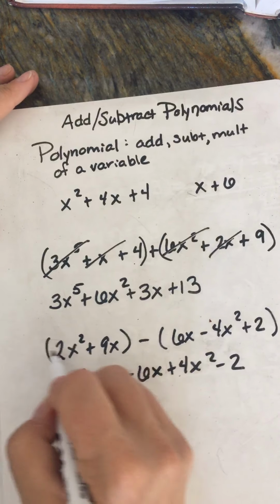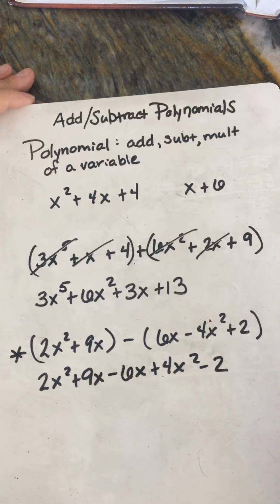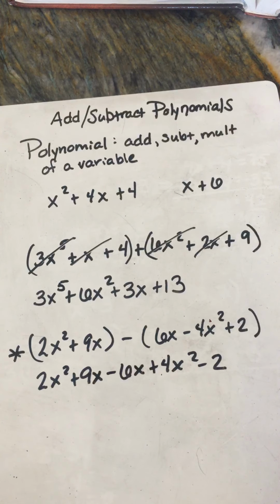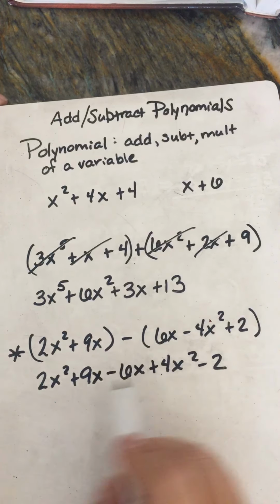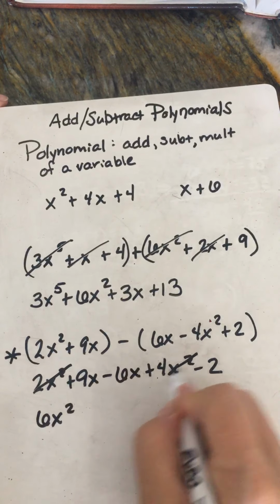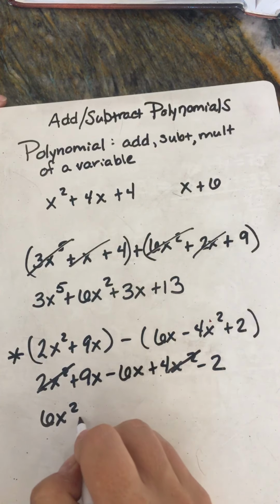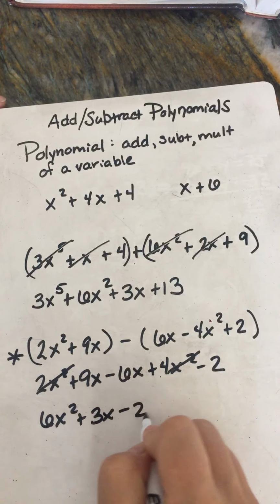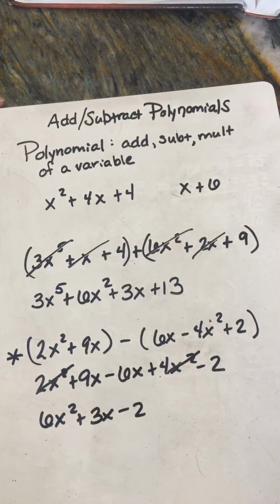So if you need to make a little note to your future self, to say, hey, don't forget, distribute the negative sign. All right, we've got a 2x squared and a 4x squared. So I have 6x squared, and then a 9x and a negative 6x, so plus 3x and minus 2. Easy, right? These lessons keep getting shorter and shorter.